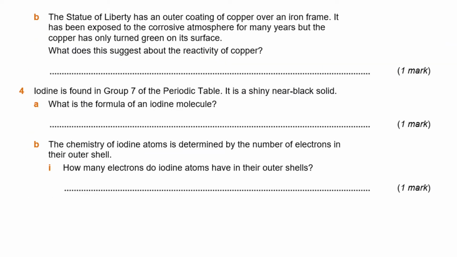B, the Statue of Liberty has an outer coating of copper over an iron frame. It has been exposed to the corrosive atmosphere for many years, but the copper has only turned green on its surface. What does this suggest about the reactivity of copper? 4. Iodine is found in group 7 of the periodic table. It is a shiny, near black liquid. What is the formula of an iodine molecule?